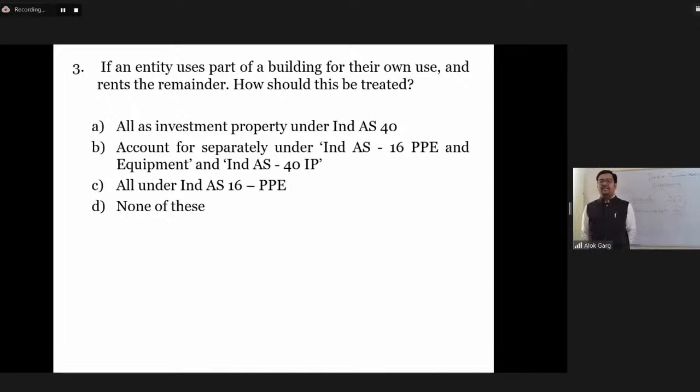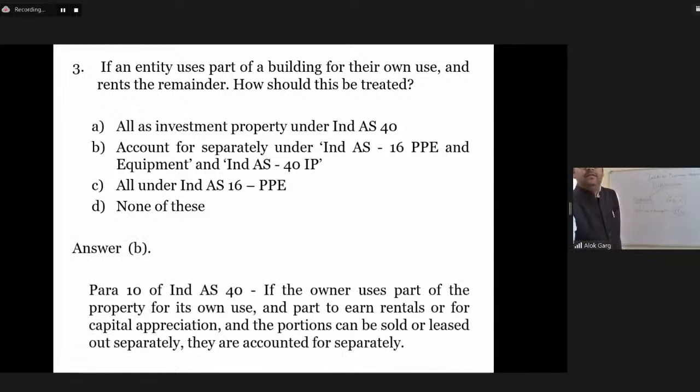Yes, what is the right answer? 4, 5 students have replied. Yes, you all are right. So the answer is B. Para 10 says that if the owner uses part of the property for its own use and part to earn rentals or for capital appreciation, and the portions can be sold or leased out separately, in that case they are accounted for separately. Okay.